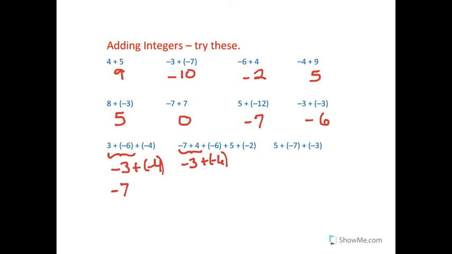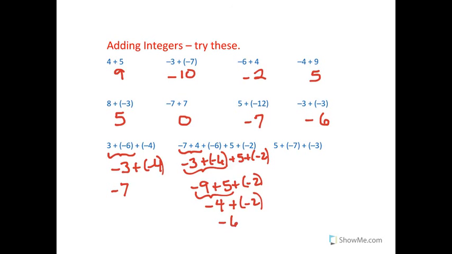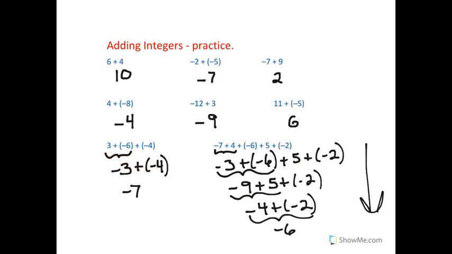Copy down what you're not ready to use. Negative 3 and negative 6 is negative 9. Negative 9 plus 5 is a negative 4. And a negative plus a negative is a negative. 5 plus negative 7 is negative 2. And a negative plus a negative is a negative. How'd you do?